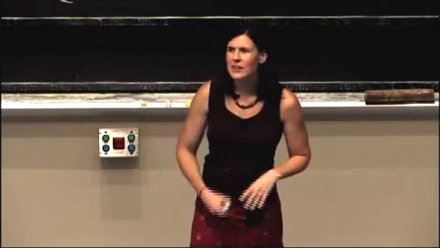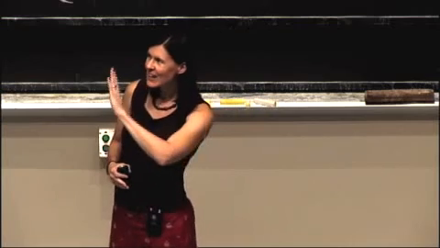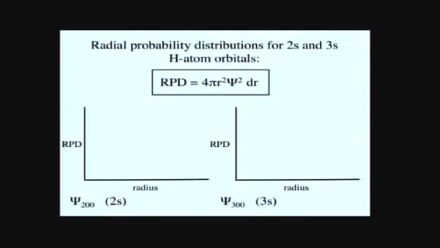So I think we're a little bit out of time today, but we'll start next class with thinking about drawing radial probability distributions of more than just the 1s orbital.